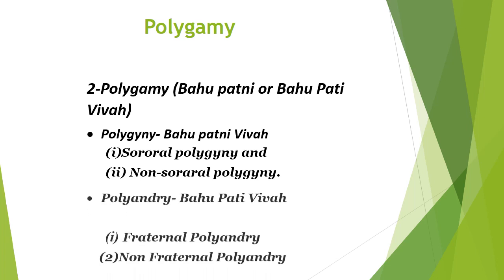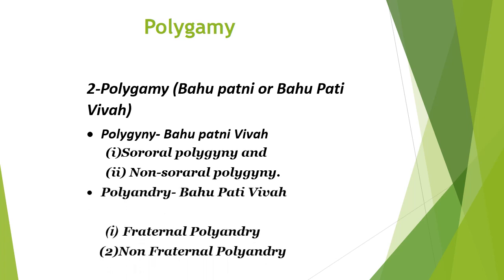Then let us move to polyandry, bahupati vivah: fraternal polyandry and non-fraternal polyandry. What is fraternal polyandry and non-fraternal polyandry? Polyandry is a form of marriage in which a woman has more than one husband at a given time. There is a sociologist, K.M. Kapadia. What he says is that polyandry is a form of union in which a woman has more than one husband at a time, or in which brothers share a wife or wives in common.